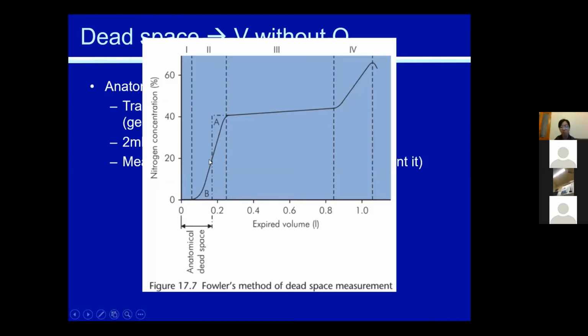And then there's some explanation about a bit of nitrogen. But anyway, just read it, and for MCQ, oh God, sorry.